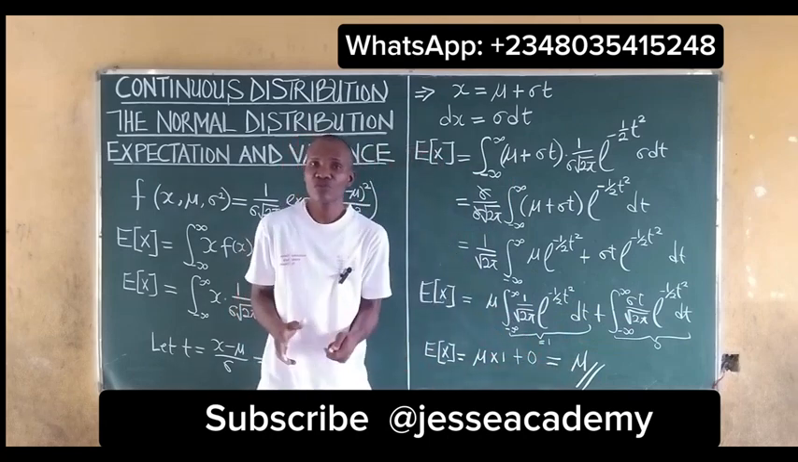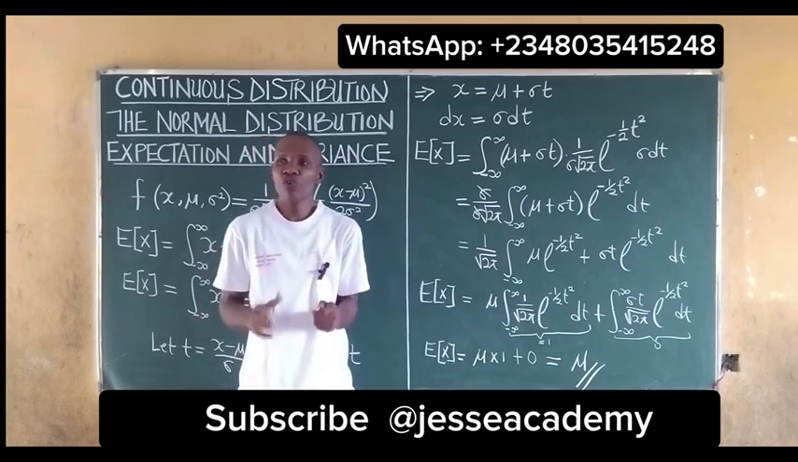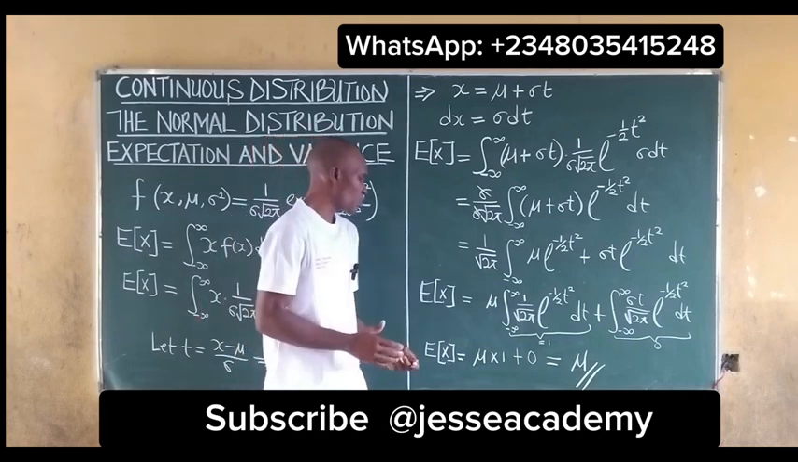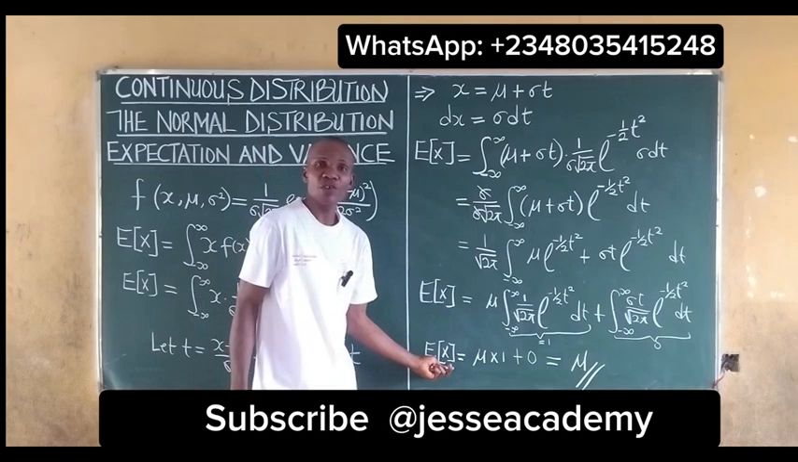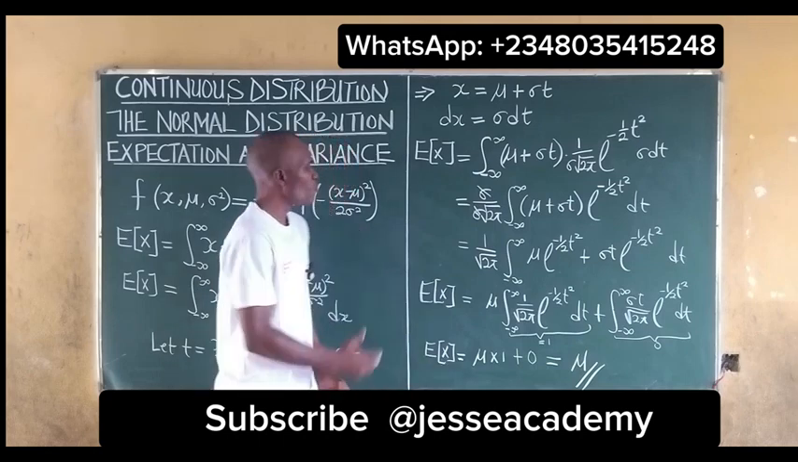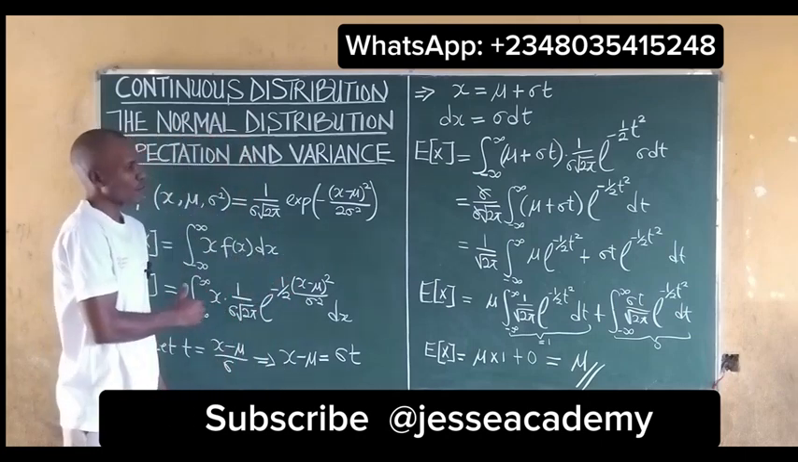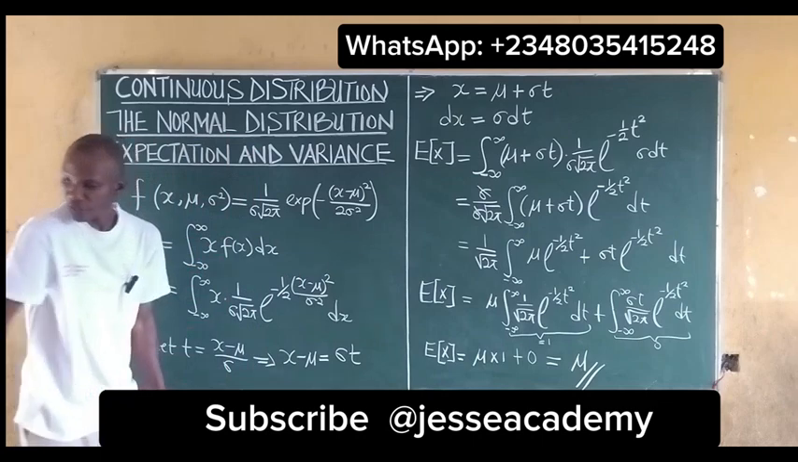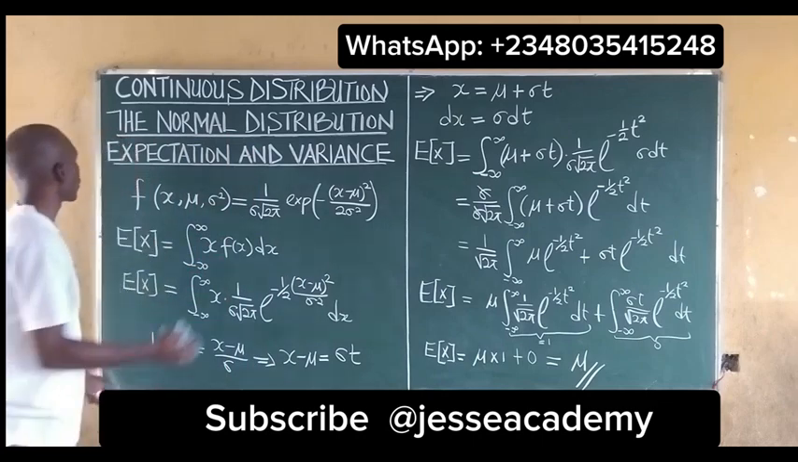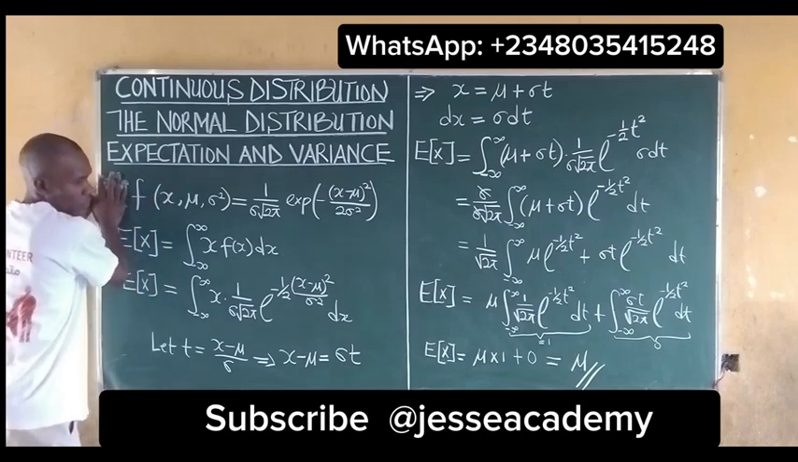The next thing to do is for us to look for the variance. Since we have found the expected value of x, we will move over to this other side of the board to find the variance of the normal distribution for a continuous type. So we come here.